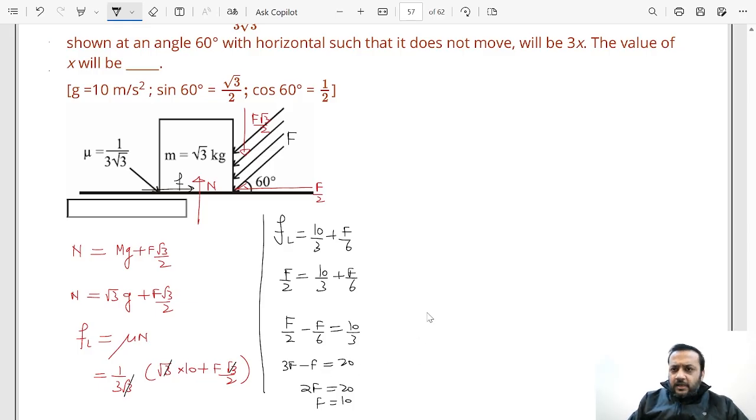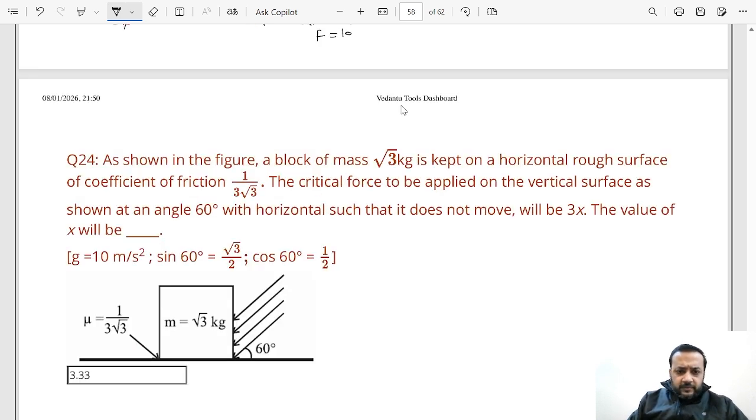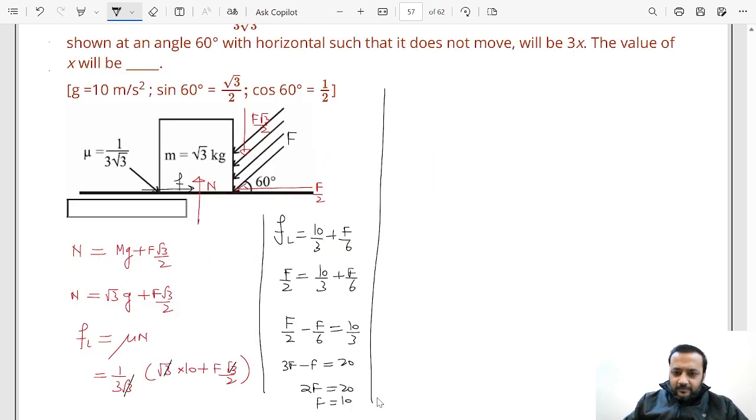All right. Yeah, so I think they are saying that this value should be 3x, so x should be 3.33. So correct only. I thought that x would be an integer, but correct only. So 3x should be equal to 10. That means x should be equal to 3.33 only. So I was unnecessarily doubting myself. So this will be the correct answer. All right.